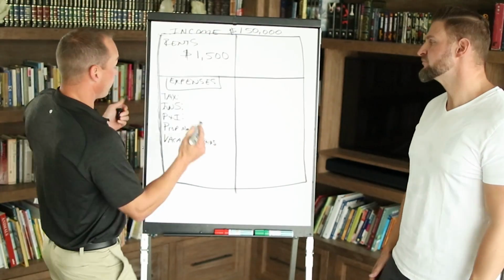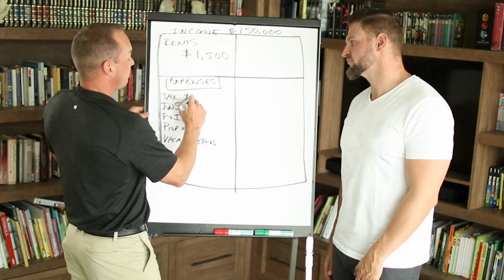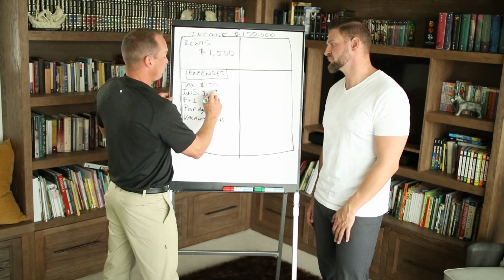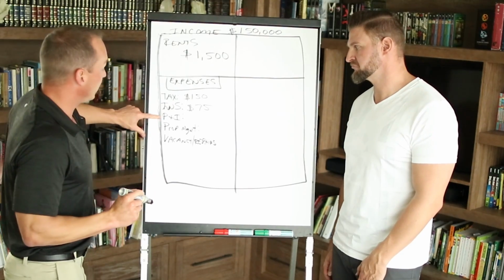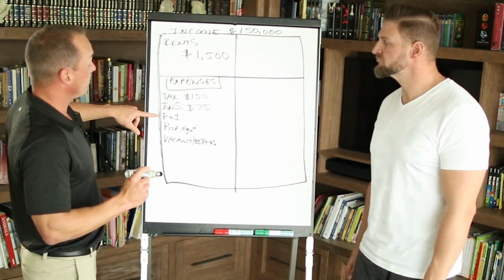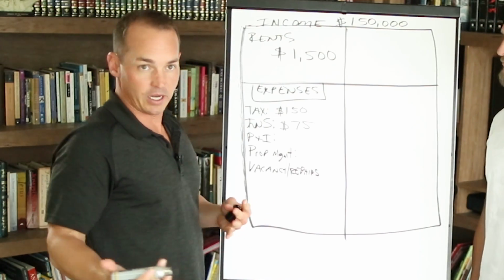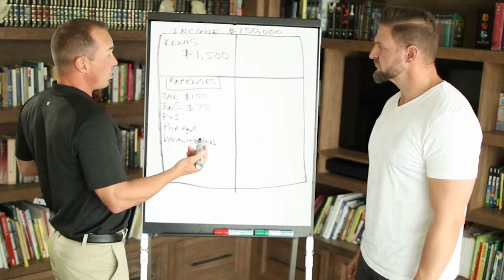So for taxes, for example, we're gonna assume $150 per month. For insurance, we're going to assume $75 per month. The principal and interest, and we'll get to down payment in just a minute. Let's assume we put a 20% down payment, which would be a $30,000 down payment. So our mortgage amount's $120,000.